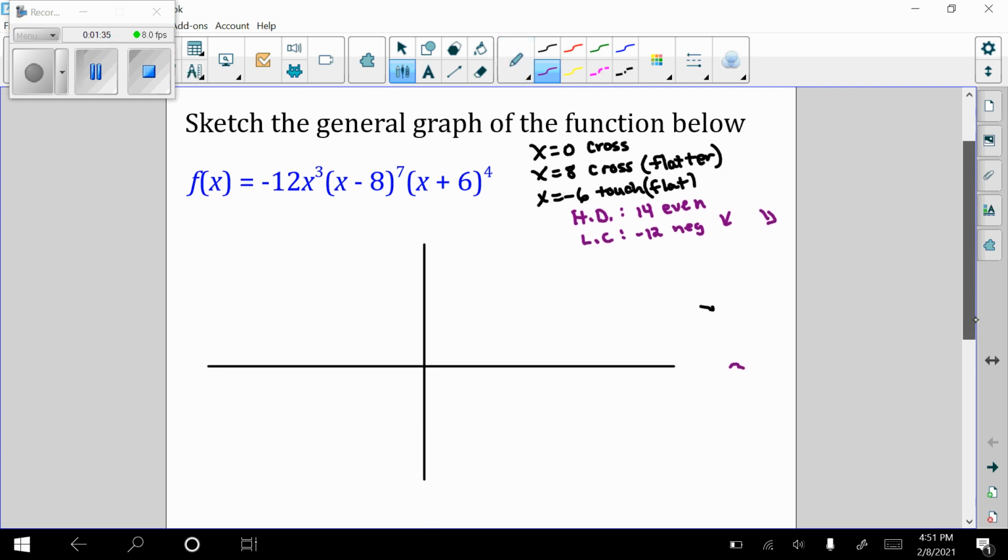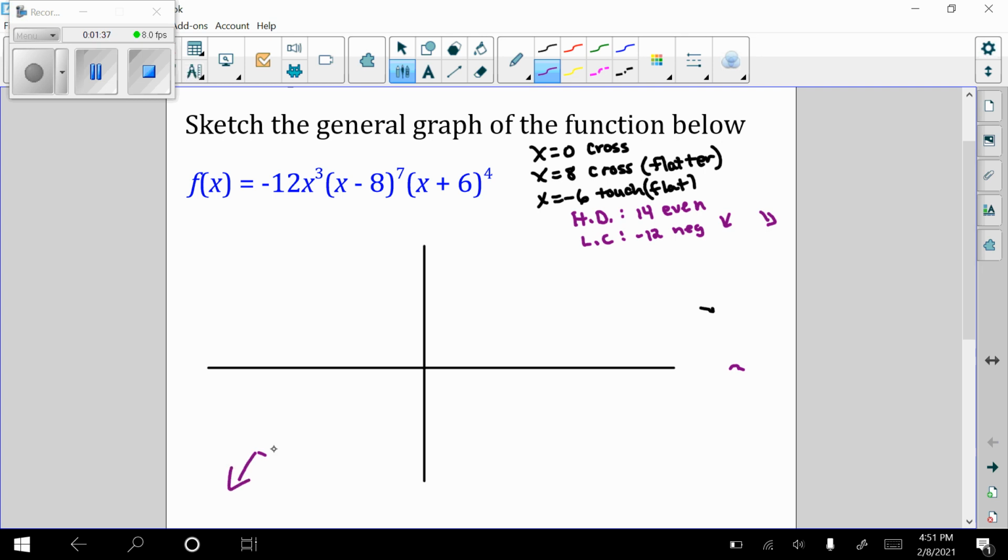All right, so let's see if we can sketch this graph. So start with your end behavior, put your zeros in there. So I'm going to have a 0 here, that'll be a cross. I'll have one at 8. That'll be a cross. And at -6, I'm going to have a touching 0. Okay, so on the test, I really don't want you to put the T's and the C's for touching and crossing. I'm just doing that as a reference so I can remember what to do.